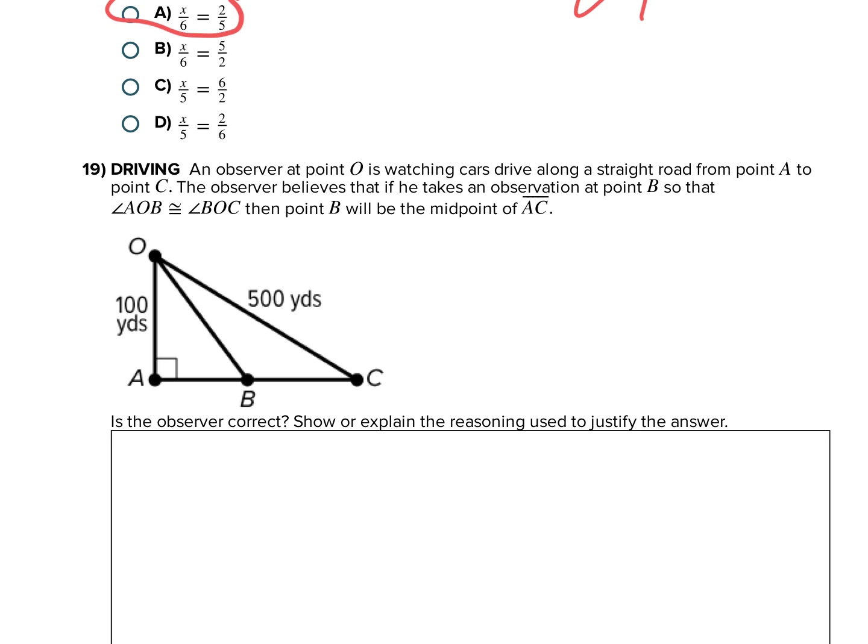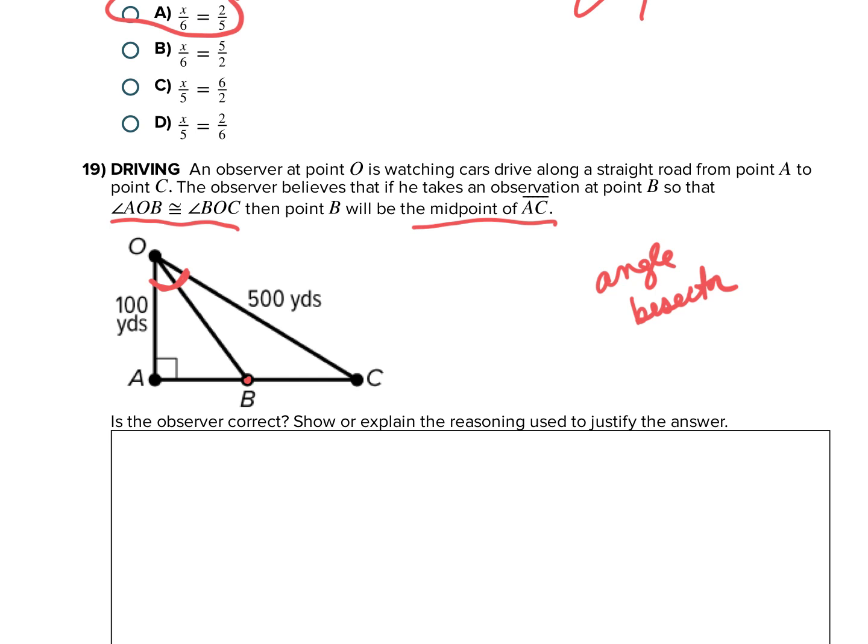And number 19, it relates back to question 17 and that angle bisector theorem. So it tells you here that AOB is congruent to BOC, so we know OB is an angle bisector. The question is, will point B be a midpoint of AC if those two angles are congruent?